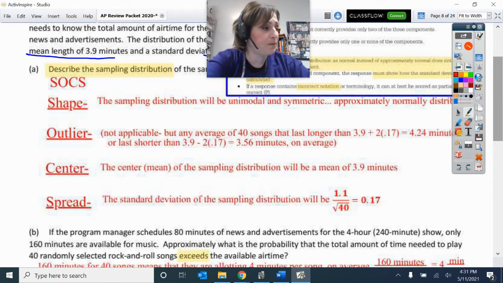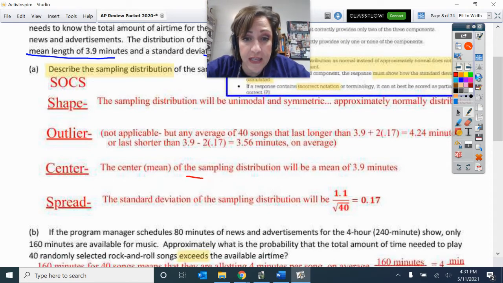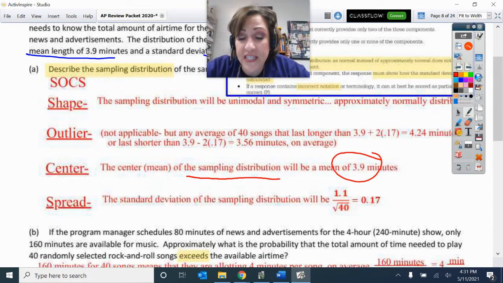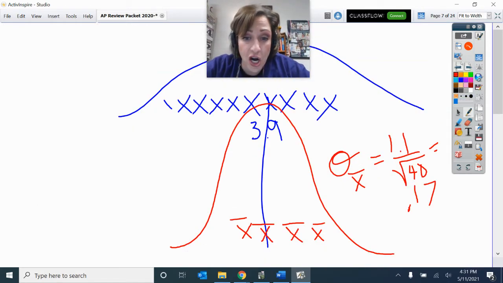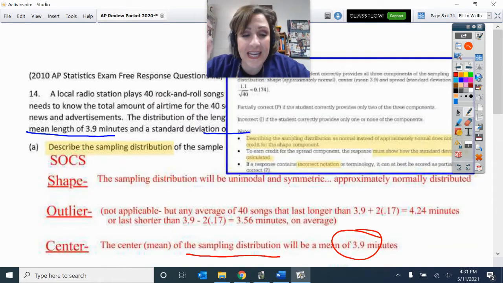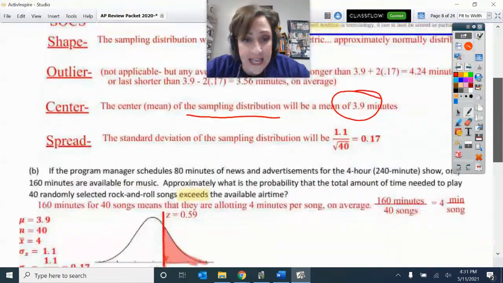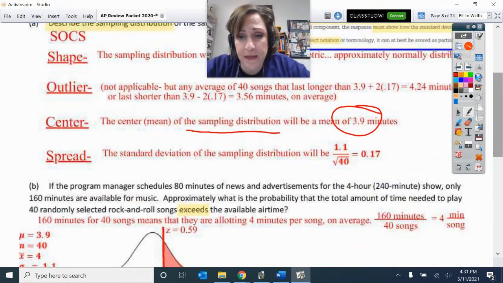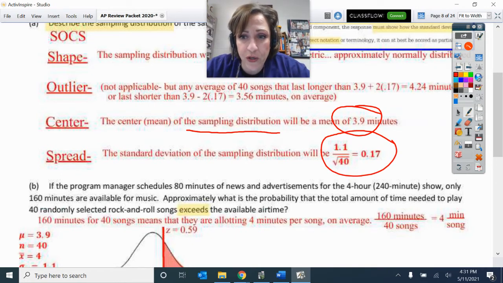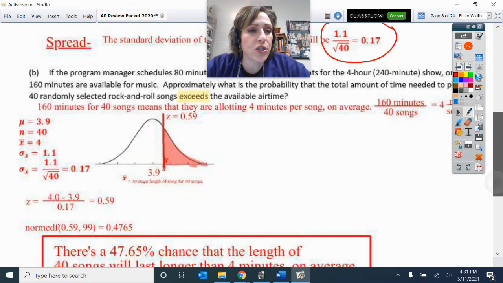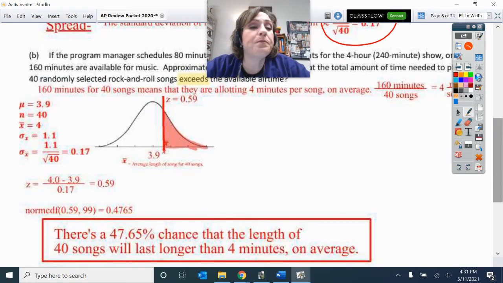And now the center of the sampling distribution is still centered at 3.9. Our songs will still be centered, the average at 3.9, but the standard deviation is less. The standard deviation of the sampling distribution is 1.1 divided by the square root of 40. So now that we have identified these things, we now do the math.